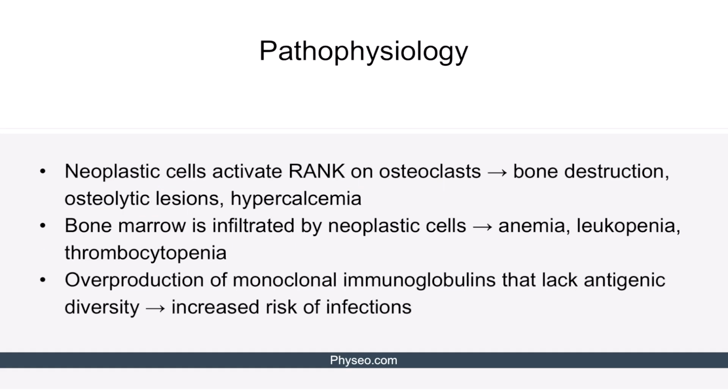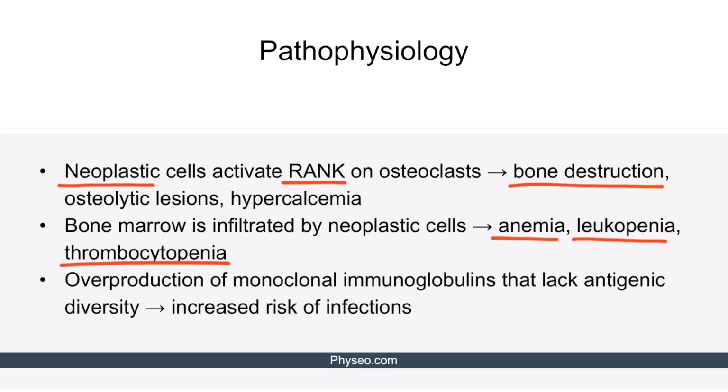Let's briefly discuss some important points of pathophysiology. In multiple myeloma, neoplastic cells activate receptor activator of nuclear factor kappa B, or RANK, on osteoclasts. Thus, osteoclasts are activated, which leads to bone destruction, osteolytic lesions, and hypercalcemia. Also, when the bone marrow is infiltrated by neoplastic cells, this leads to the disruption of normal hematopoietic cells and the bone marrow microenvironment, which ultimately results in anemia, leukopenia, and thrombocytopenia.